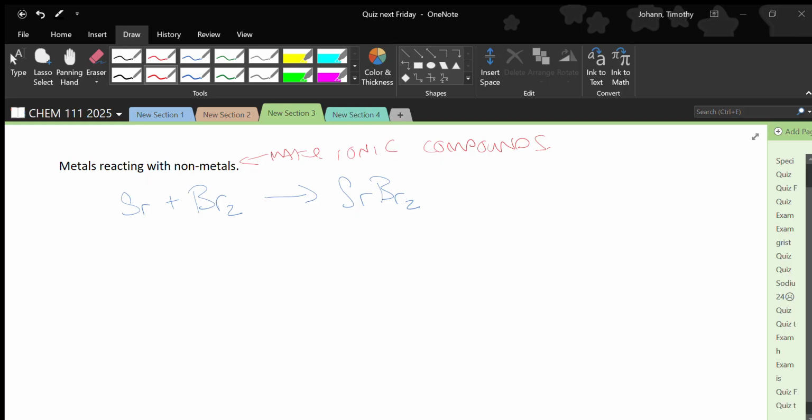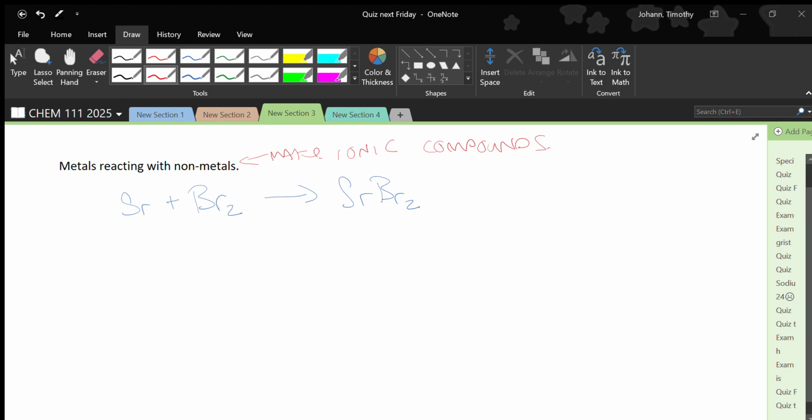But if we have a difference of 2.0, it's ionic, and one of the elements takes the electron from the other one. I don't have the chart up, but bromine and the metals, metals aren't very electronegative, right? They want to give up electrons. They don't want electrons. So strontium is going to give up its electrons to bromine, and so we end up with an ionic compound. Bromine takes the electrons away. Does that make sense?